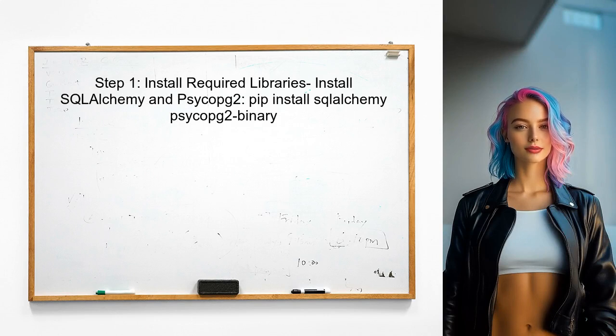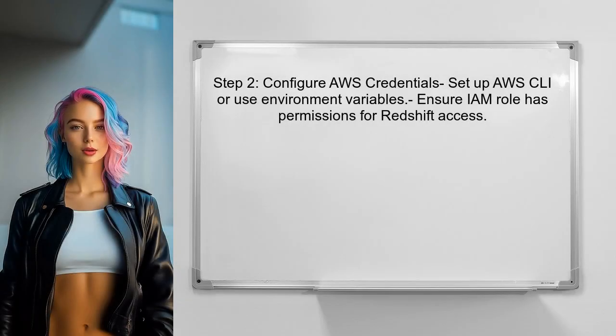To connect to Amazon Redshift using an IAM role, the user should first ensure they have the necessary libraries installed. This includes SQLAlchemy and psycopg2. They can install these using pip. Next, the user needs to configure their AWS credentials. This can be done by setting up the AWS CLI or using environment variables. The user should ensure that their IAM role has the necessary permissions to access Redshift.